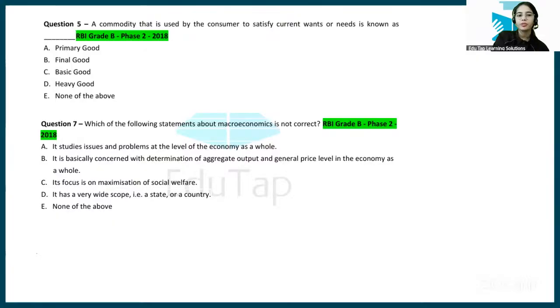The answer here will be final good, because consumer goods are a category of final goods, or they are final goods. Next, which of the following?